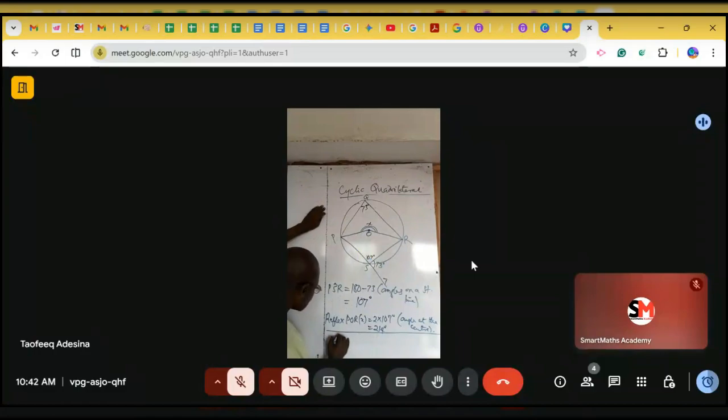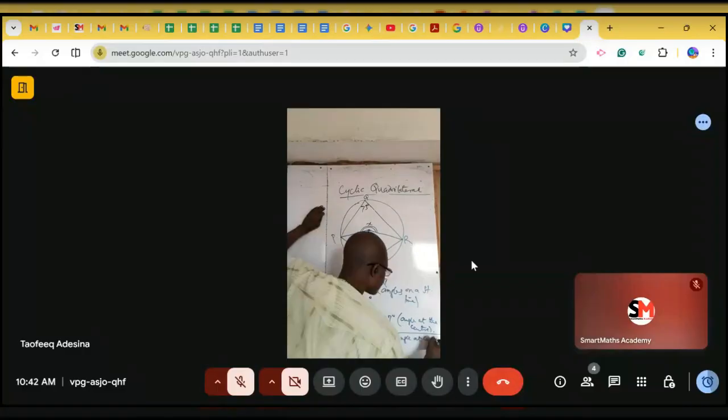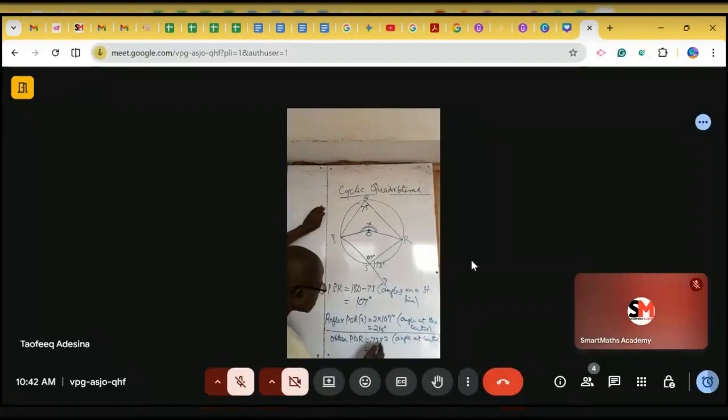Now, angle POR is 73 times 2, so that will be 146. So this angle now is 146 degrees. If this is 146 degrees, then, using angles at a point equal 360 degrees, alpha equals 360 minus 146.